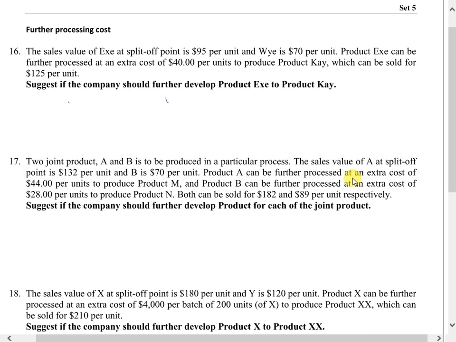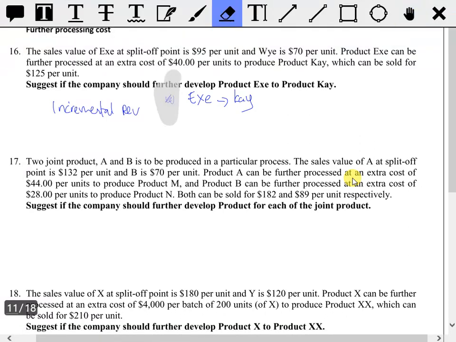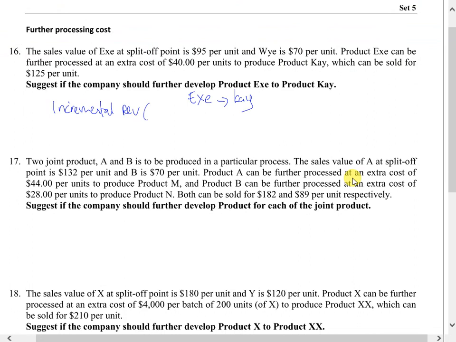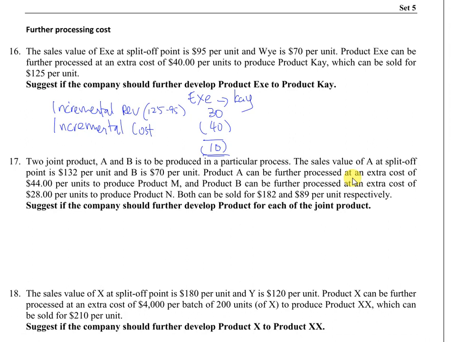This is product X to K. Incremental revenue, how much? Show the working. $30. Done.